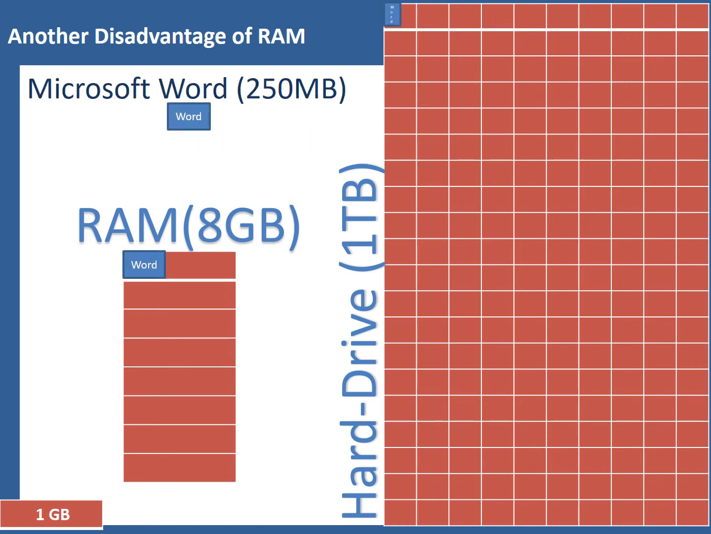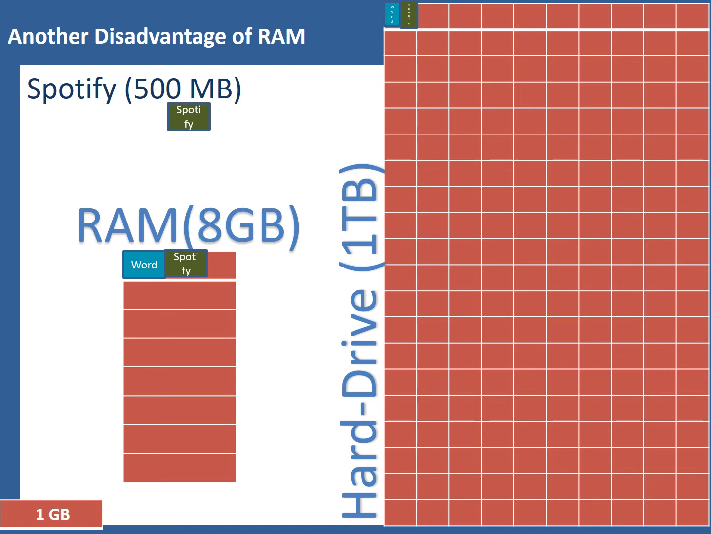Here I've opened Word on my computer, and the average size of Word is 250 megabytes. Now that doesn't look particularly large. I've put it into RAM, and you can see it takes up a small amount of that. But look at the difference it would be in our hard drive. It's a tiny, tiny amount. So remember, our secondary storage has more storage.